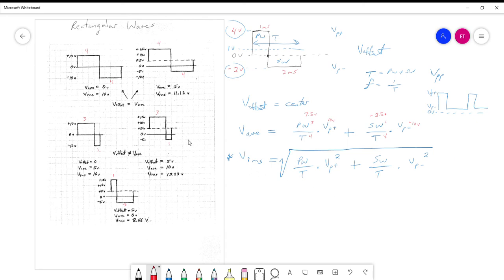Okay, let's take another look. We're almost wrapping it up here. Here's an example, right? 3 milliseconds again, maybe in just 1 millisecond. But now I'm at 15 volts and negative 5. There is offset. Center is at 5 volts, right? That's the middle of the waveform.